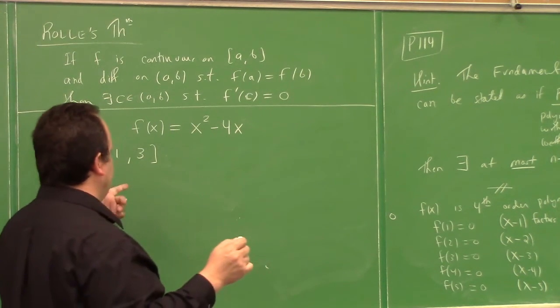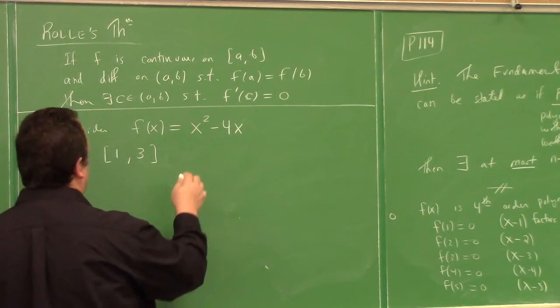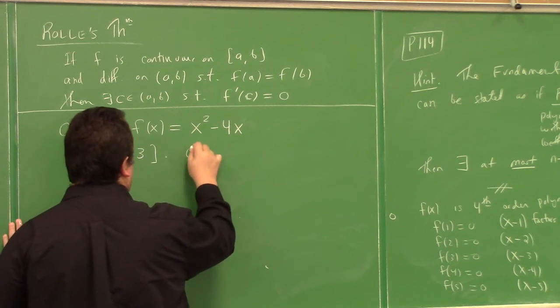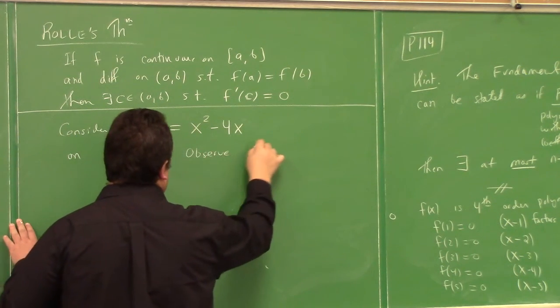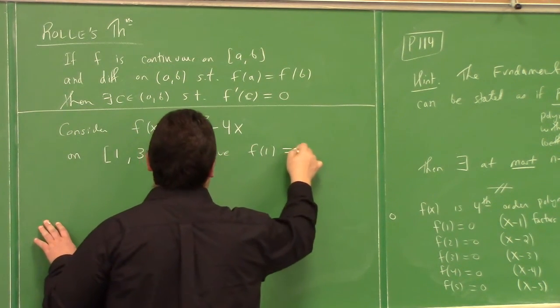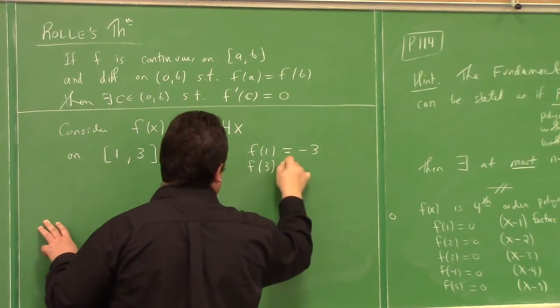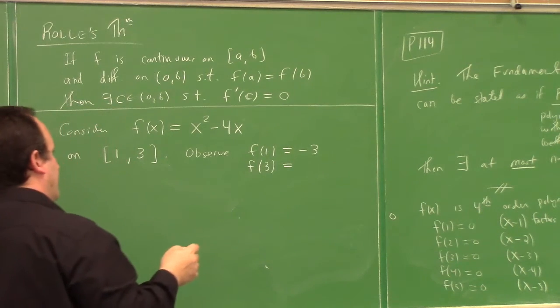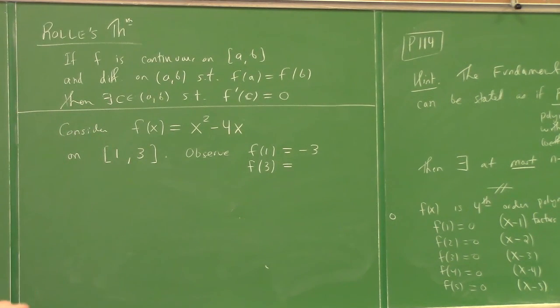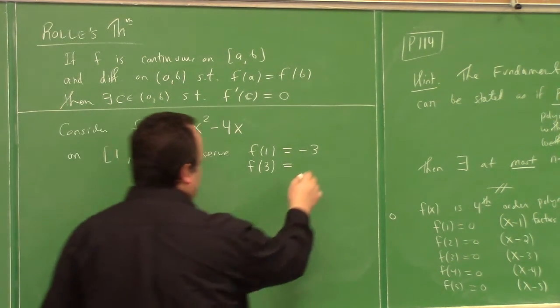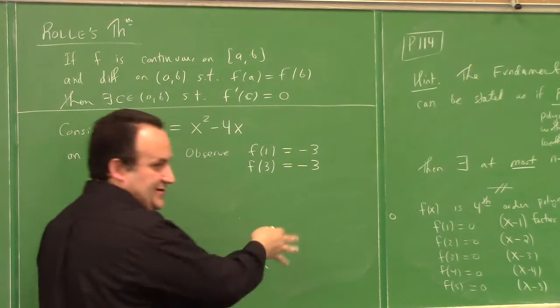If I plug in, what's f of 1? Yeah, f of 1 is, I heard, negative 3. And f of 3 is what? Hooray! Okay, so this is a contender.